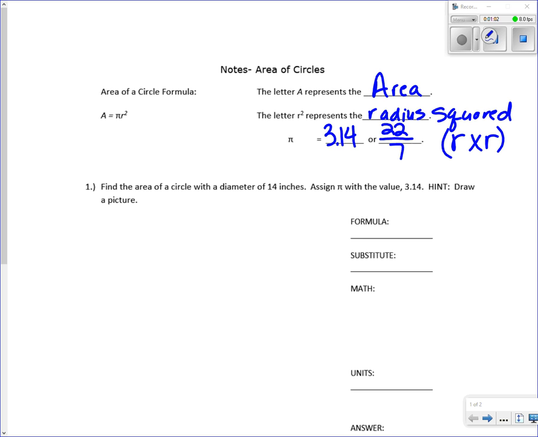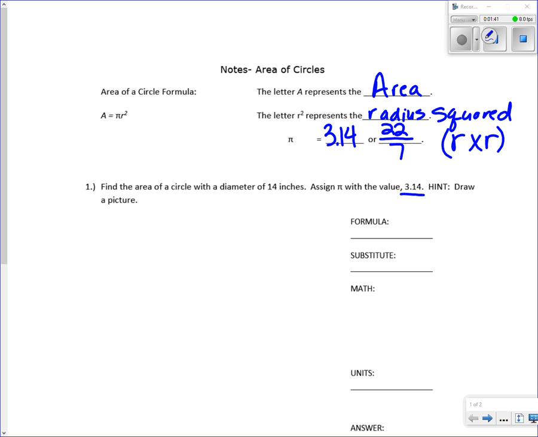Number 1 says, find the area of a circle with a diameter of 14 inches. Assign pi a value of 3.14. Hint, draw a picture. Very rarely in area are you going to leave it in terms of pi. We do that more like we did with circumference. Typically it will tell you what to assign for pi, in this case 3.14. Had it not told us, I still would have used that because I don't have a need at this point for 22 over 7.